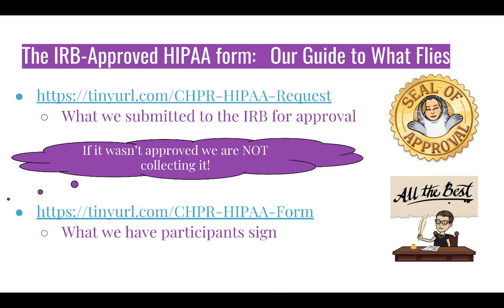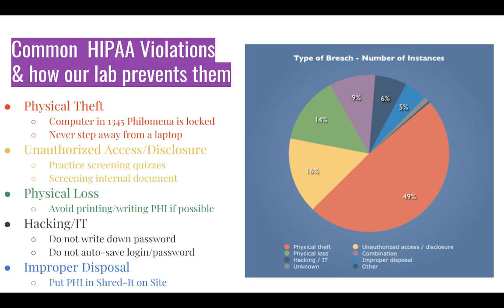And so the IRB has approved information that we are allowed to collect from these patients, and we have links here as to what we are approved for and what we have participants sign. The information that we have been approved to collect includes subject names, their phone numbers, their email address, and the dates at which they were admitted. If you want to look at more of that, you can click on these links.